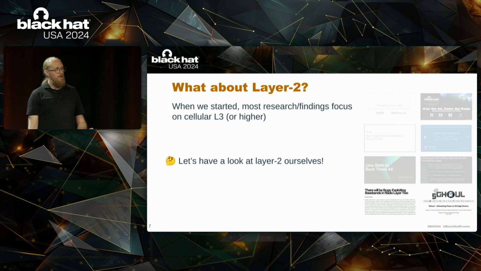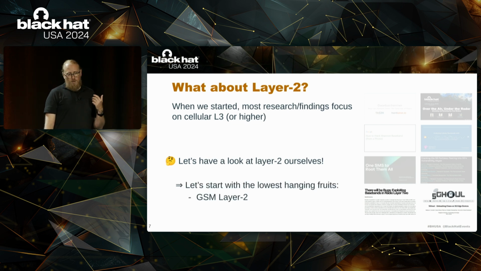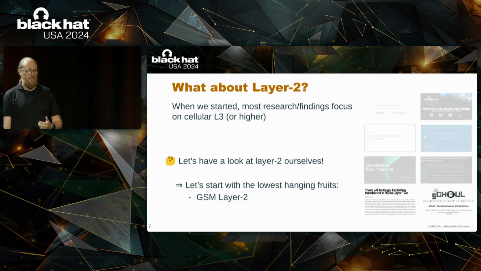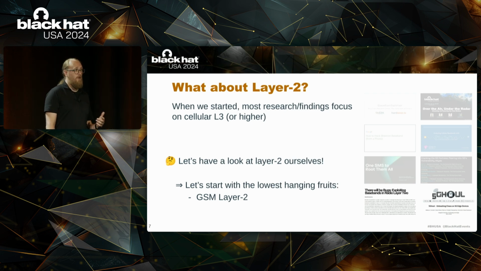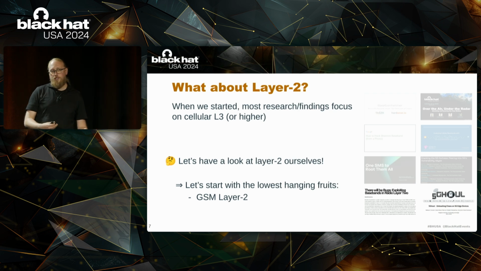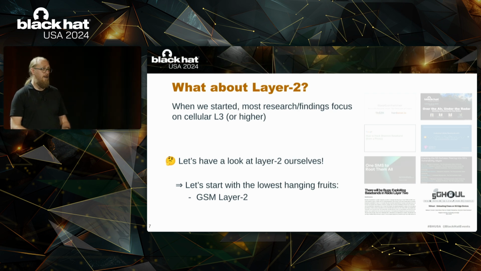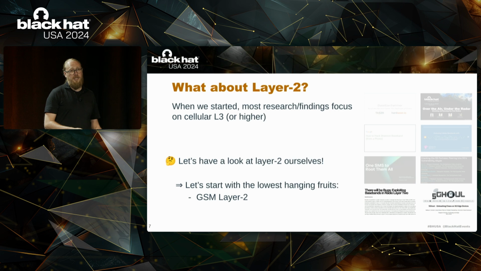And we went the approach of going for the lowest hanging fruit. So we decided to look at GSM layer 2. GSM is 2G, and from an attacker perspective, this gives quite some interesting capabilities. Because in contrast to more recent cellular generations like 4G or 5G, there's no mutual authentication between the phone and the base station. So attackers can easily spin up a rogue base station and make the phone connect to it.